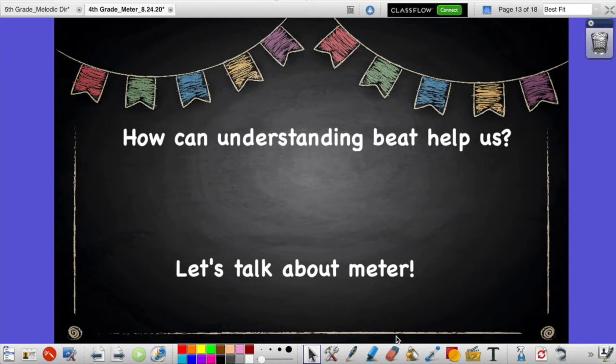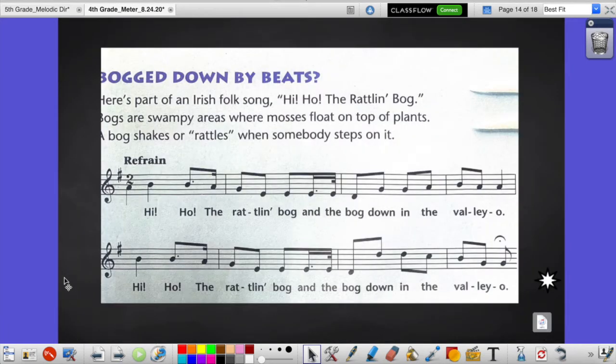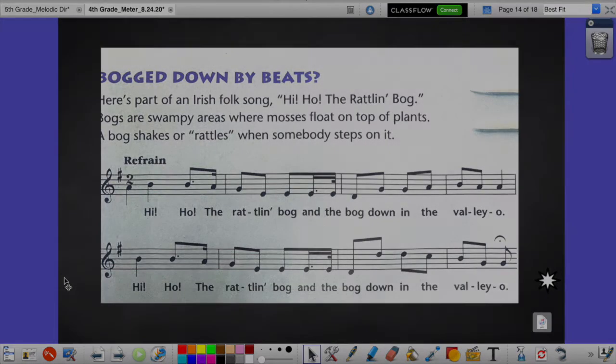A meter can also mean something that measures something else, like a device. Like a gas meter measures how much gas there is, or a thermometer measures your temperature. So, in music, though, meter has to do with units of beats. We're going to learn about meter using this song here called Hi-Ho, the Rattlin' Bog. Let's take a listen.